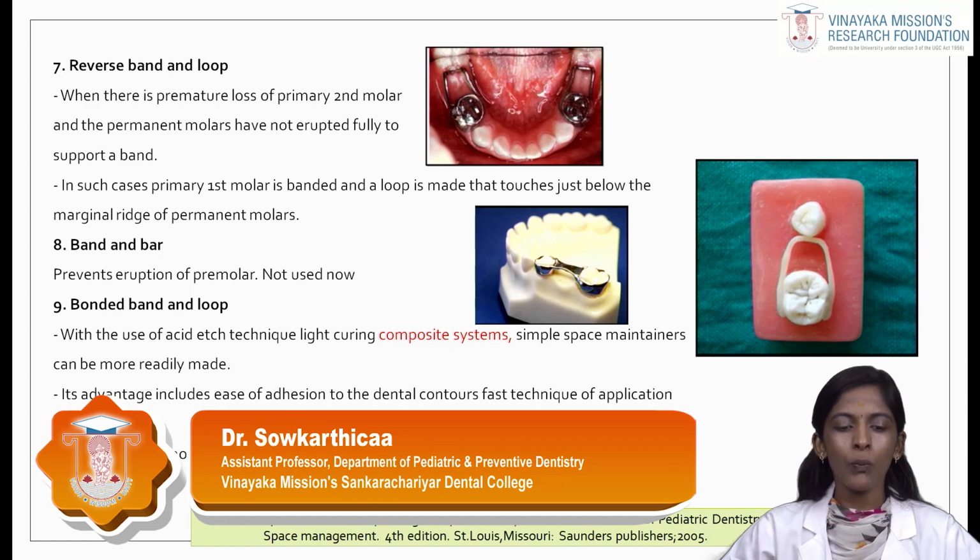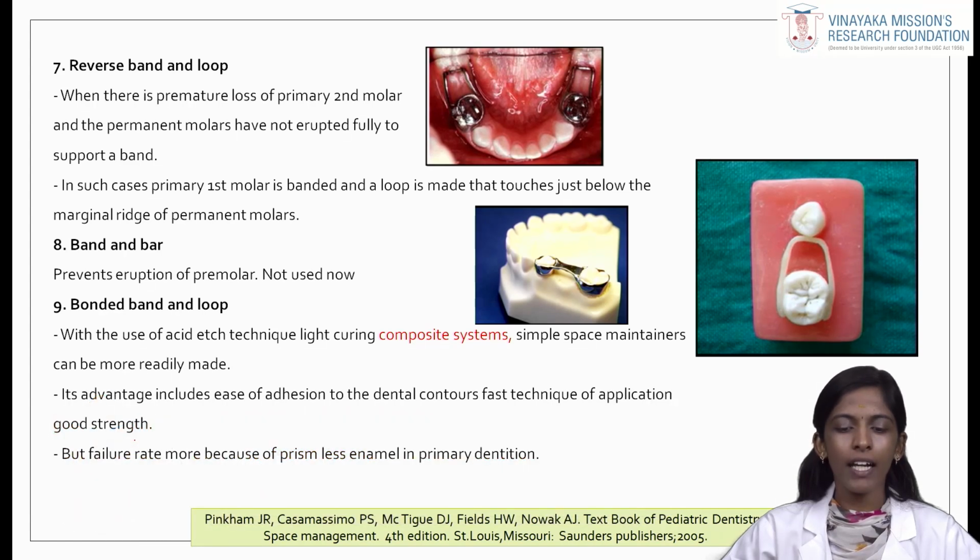Bonded band and loop. With the use of acid etch technique and light curing composite systems, simple space maintainers can be more readily made. Its advantages include ease of adhesion to the dental contours, fast technique of application, and good strength. But the failure rate is more because of prismless enamel in the primary dentition.